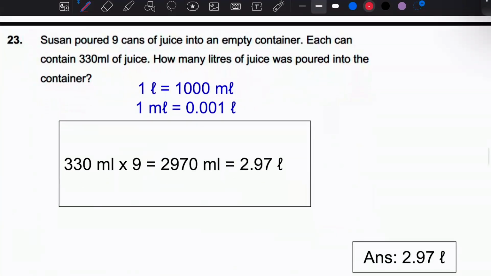So, basic unit conversion: 1 liter is 1000 milliliters, or the other way around, 1 milliliter is 0.001 liters. So 9 cans of juice were poured into the empty container. So 330 ml times 9. You can do your calculation at the side.